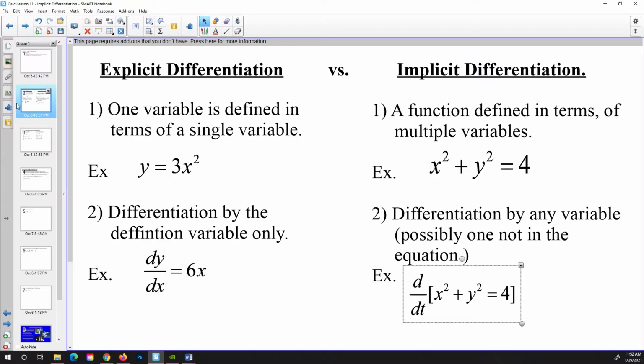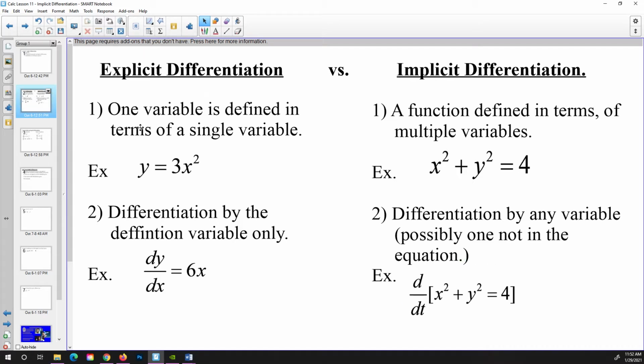Often, functions are not defined in a simple y equals form where the dependent variable sits alone. In this lesson, functions are defined in many forms, and the methods for differentiating these forms will be explored. Let's get started. Let's first talk about some differences between explicit differentiation and implicit differentiation.